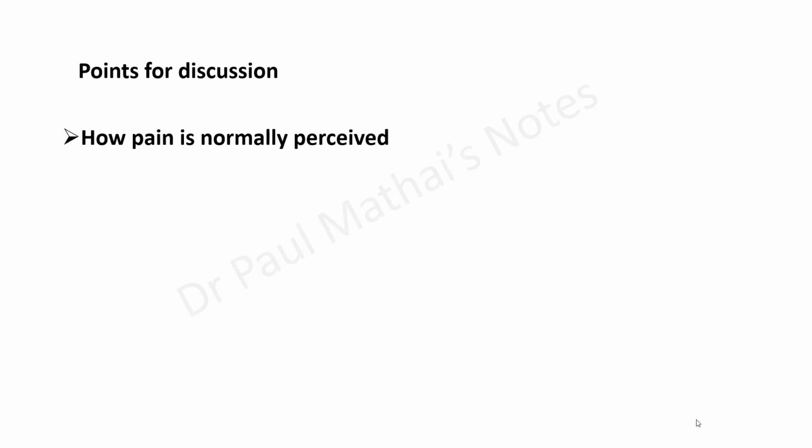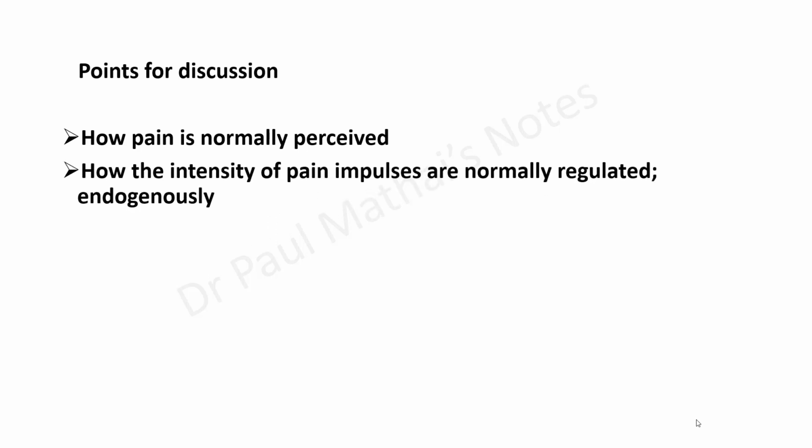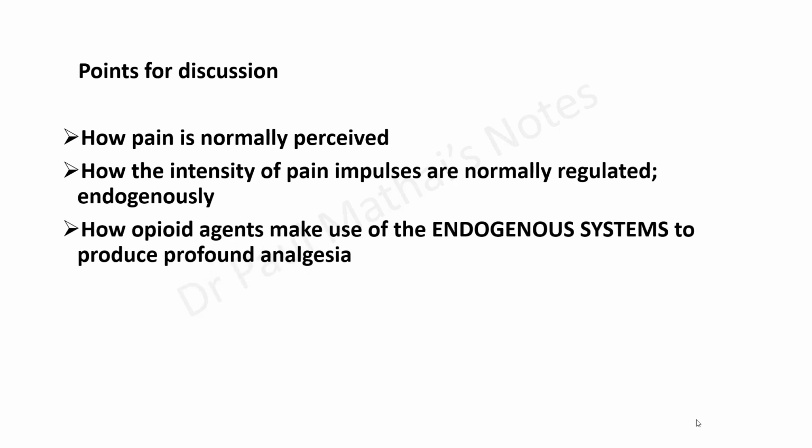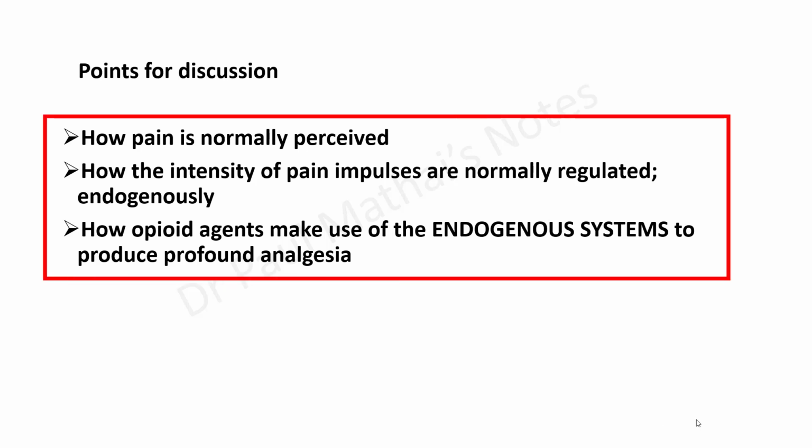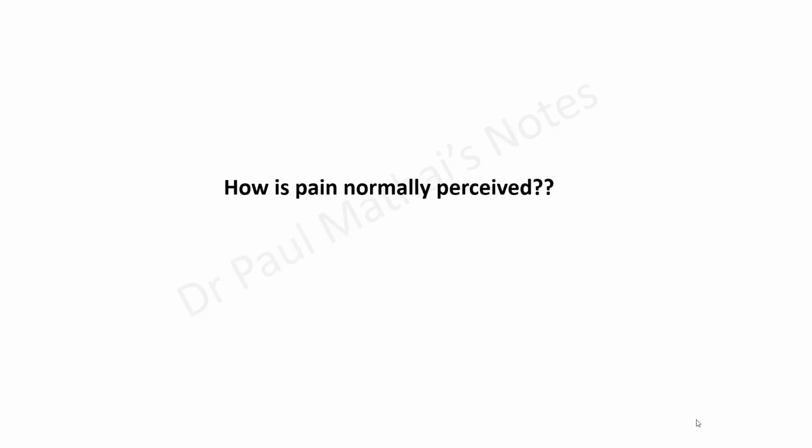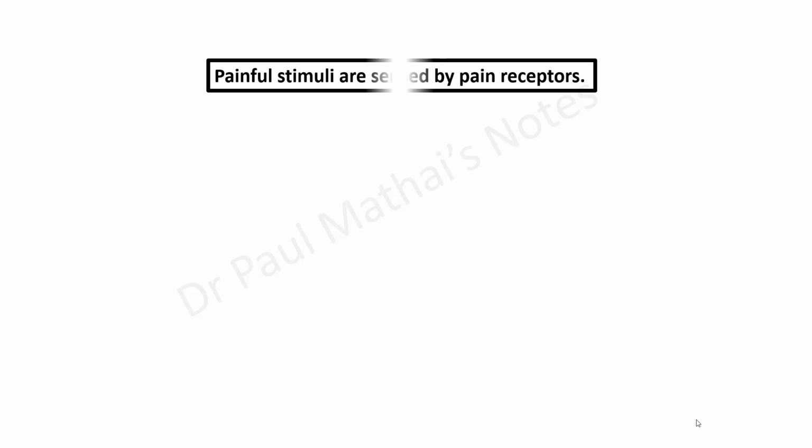Now, in this video, we will discuss how pain is normally perceived, how the intensity of pain impulses is normally regulated endogenously, and how opioid agents make use of the endogenous systems to produce profound analgesia. This should prepare us to understand how opioid agents work. So, how is pain normally perceived?